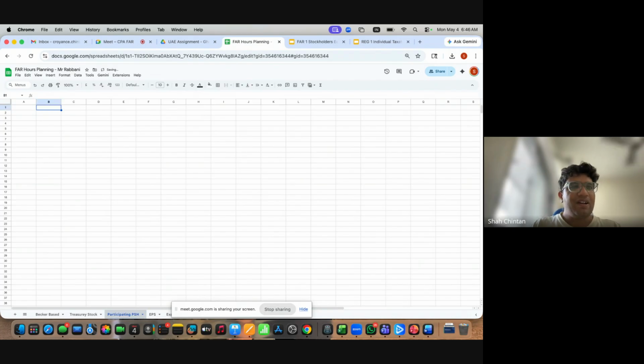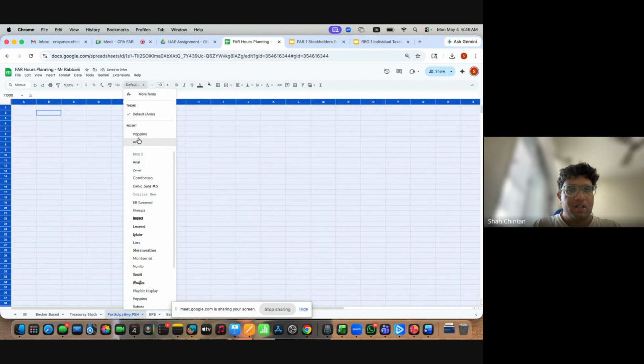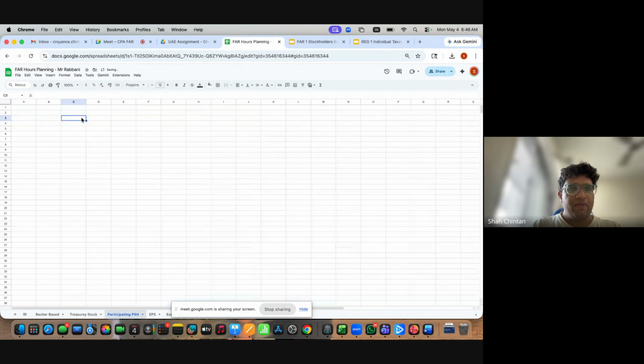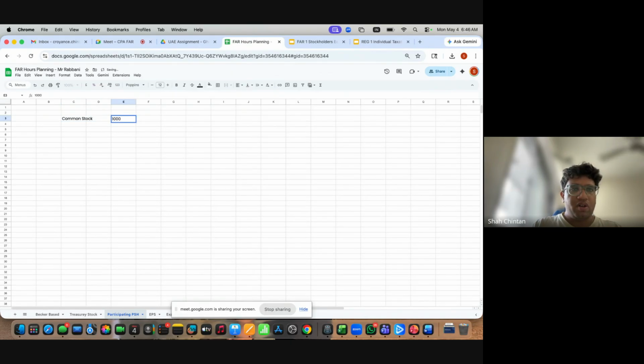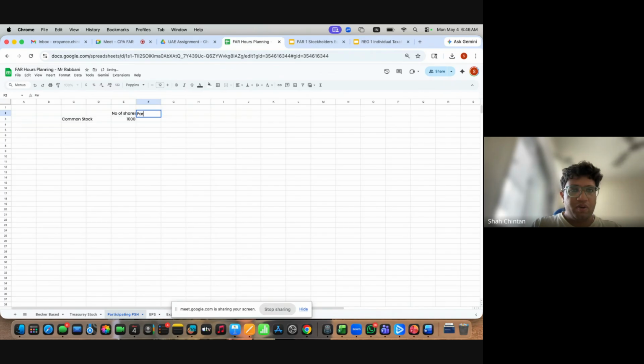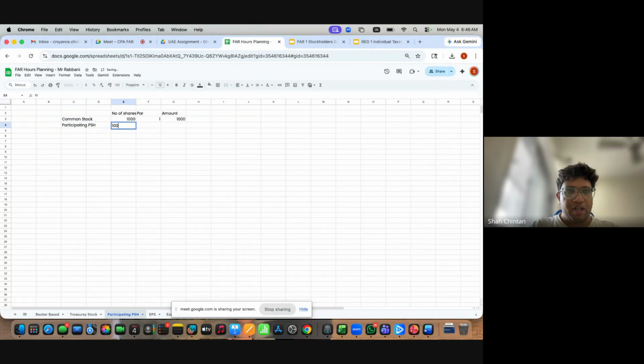participating preference share. Let's say a company has a capital structure and they have common stock, let's say 1,000 shares. I'm just putting number of shares, par value, and amount. Let's say they have $1 par value and $1,000 amount. And let's say they have participating preference shares. These are 100 shares at a par value of 1, so total value of 100. Now, these participating shareholders are eligible for 10% dividend.